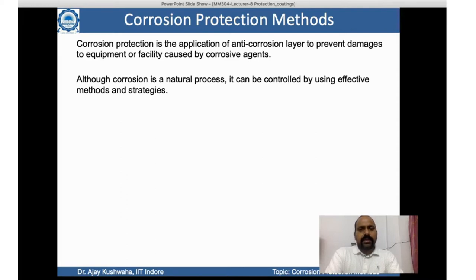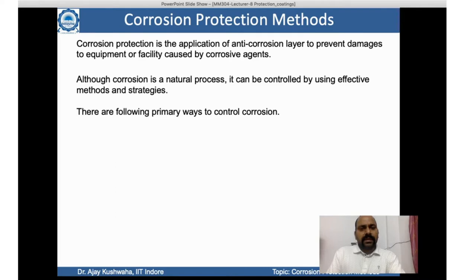In this topic we are going to learn what kind of methods can be adopted to do corrosion control or to reduce the corrosion rate. In general, corrosion protection is the application of an anti-corrosion layer to prevent damage to equipment or facilities caused by corrosive media or corrosion reaction. Here we are going to discuss control using effective methods and strategies.